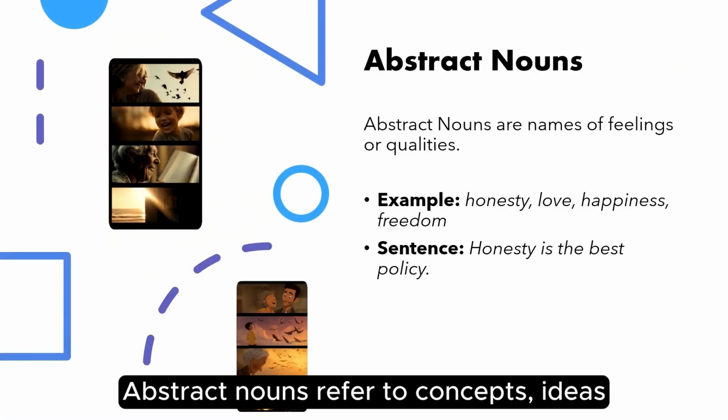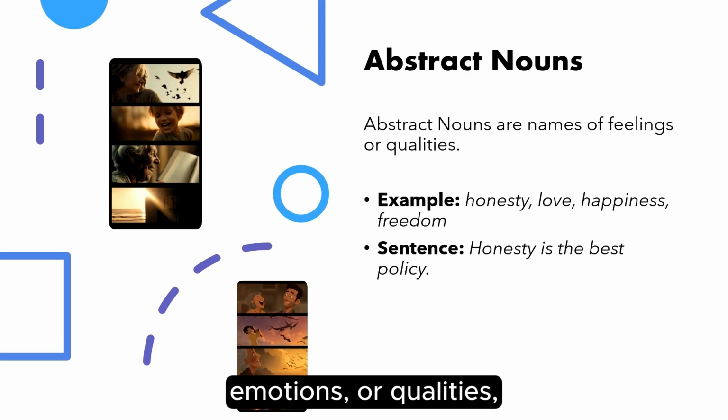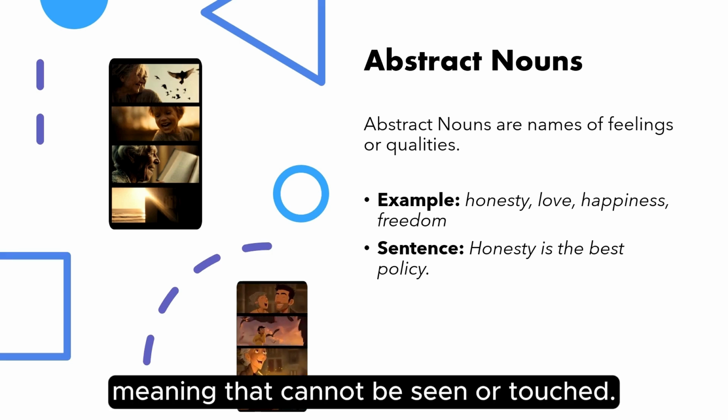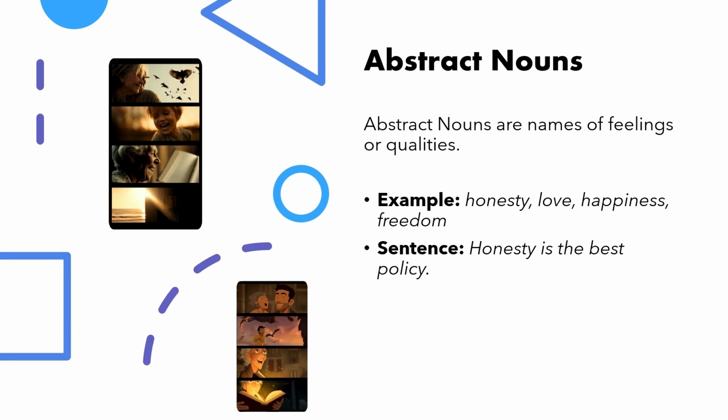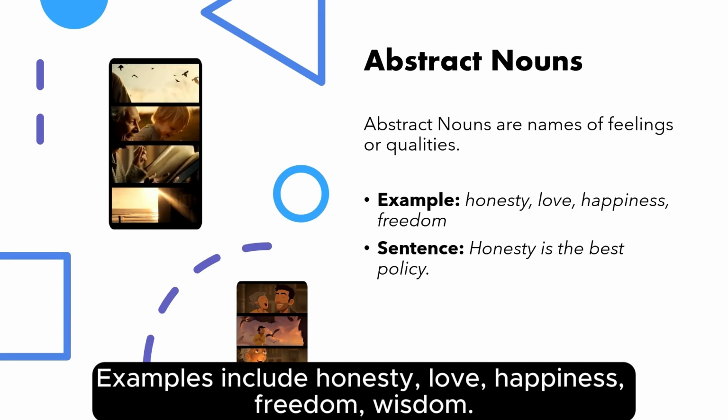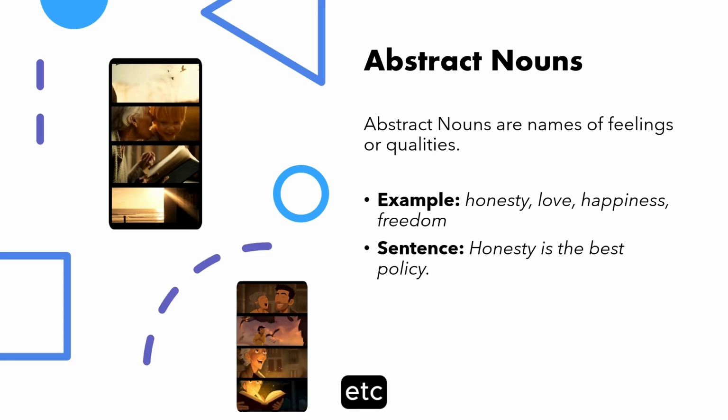Abstract nouns refer to concepts, ideas, emotions, or qualities that cannot be perceived through the senses, meaning that they cannot be seen or touched. Examples include honesty, love, happiness, freedom, wisdom, etc.